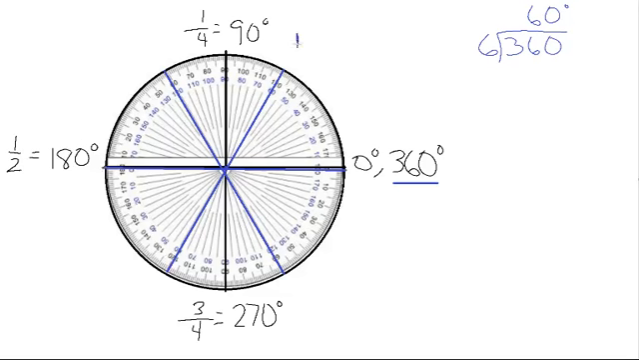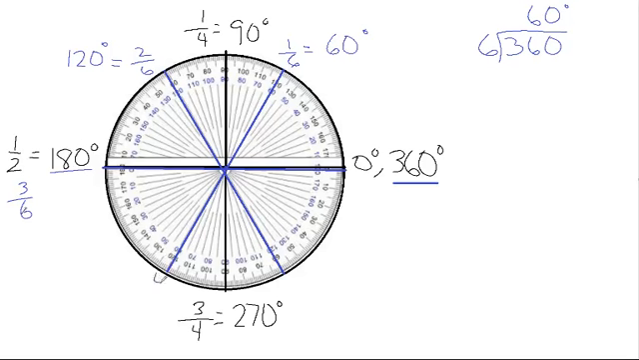Okay, so here I have 1/6. 1/6 of a circle equals 60 degrees. 2/6 of the circle, which is 2 groups of 60, equals 120 degrees. 180 degrees is equal to 1/2, but it also is equal to 3/6. If you think about equivalent fractions, 1/2 is equivalent to 3/6.